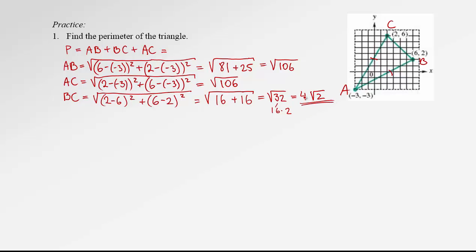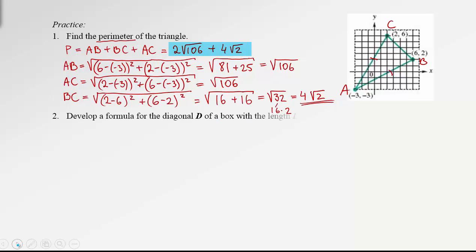Here we go. However, our question calls for perimeter, so we need to add all those distances, which is root of 106 taken twice, so it's 2 root 106 plus 4 root 2. And that's all we can do here. So this is our final answer.